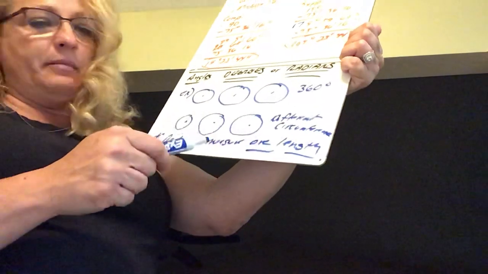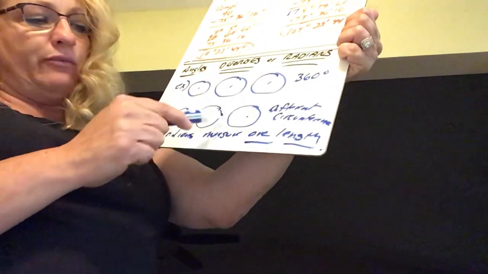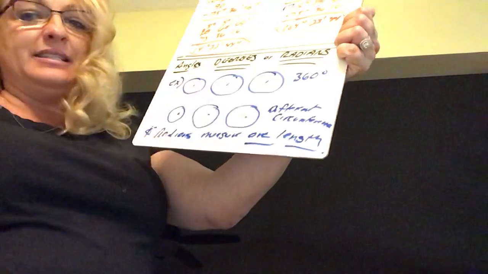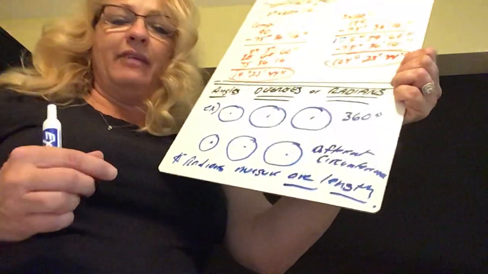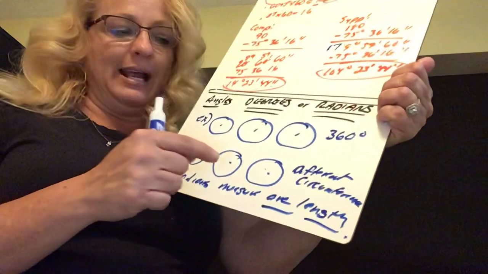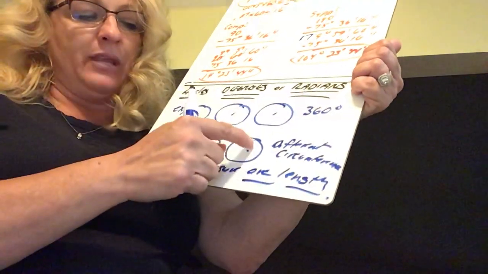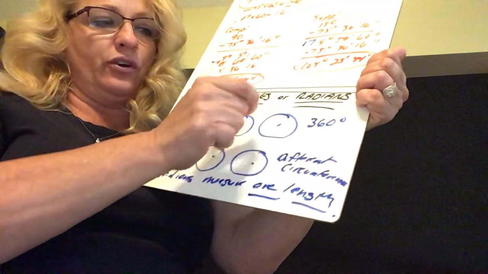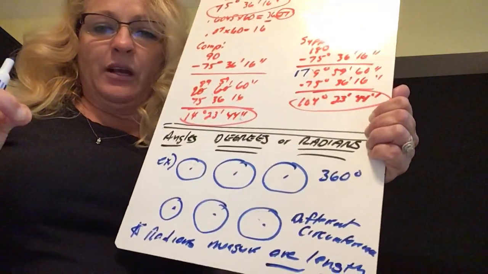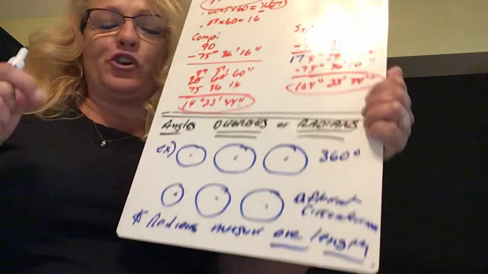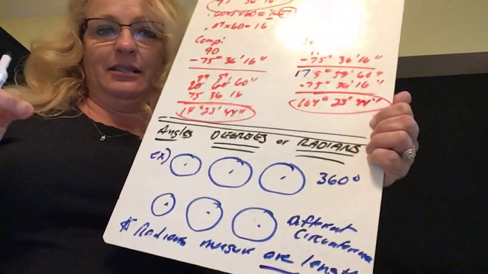So when I'm talking about arc length, when I say circumference, that is like the arc length of the entire circle. So here's the deal. Think about if I had a piece of string. I can wrap that around a circle, take that out, and actually measure it with a ruler. So radians can measure length and distances.